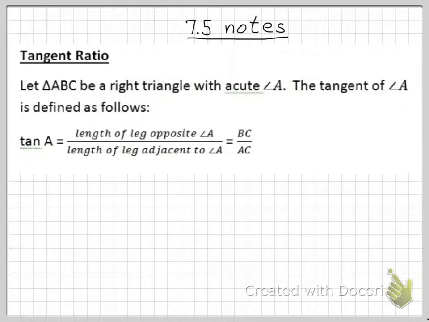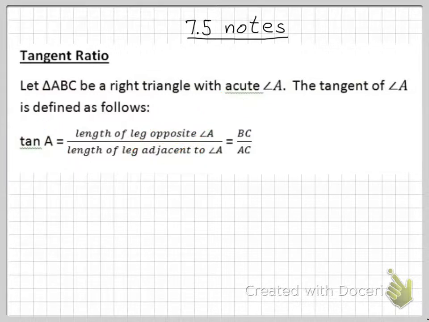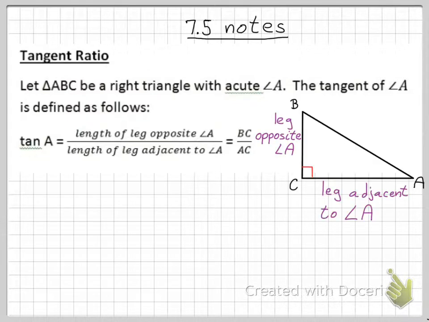If you let triangle ABC be a right triangle with acute angle A, then the tangent of angle A is defined as follows. The tangent of angle A is equal to the length opposite angle A divided by the length adjacent to angle A. So the key words are tangent is equal to opposite over adjacent. Okay? Tangent is equal to opposite over adjacent. My little picture that should help drive that concept home is right here.